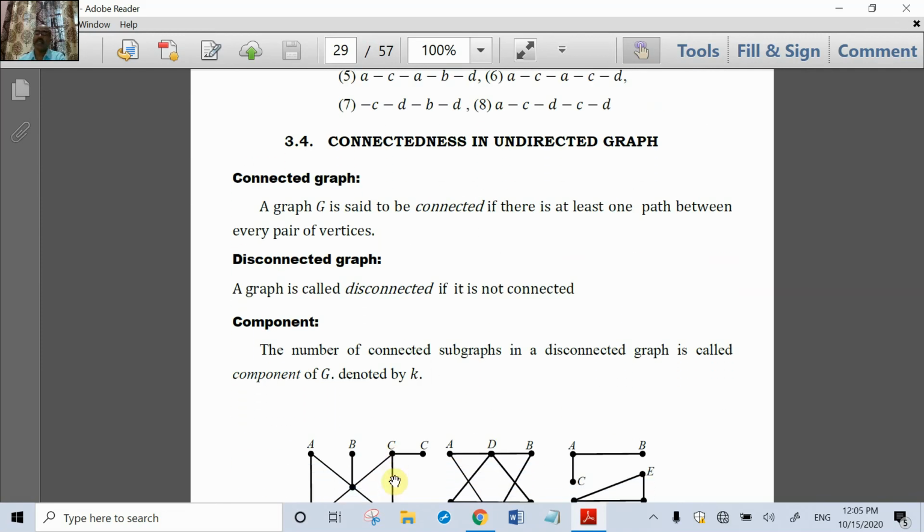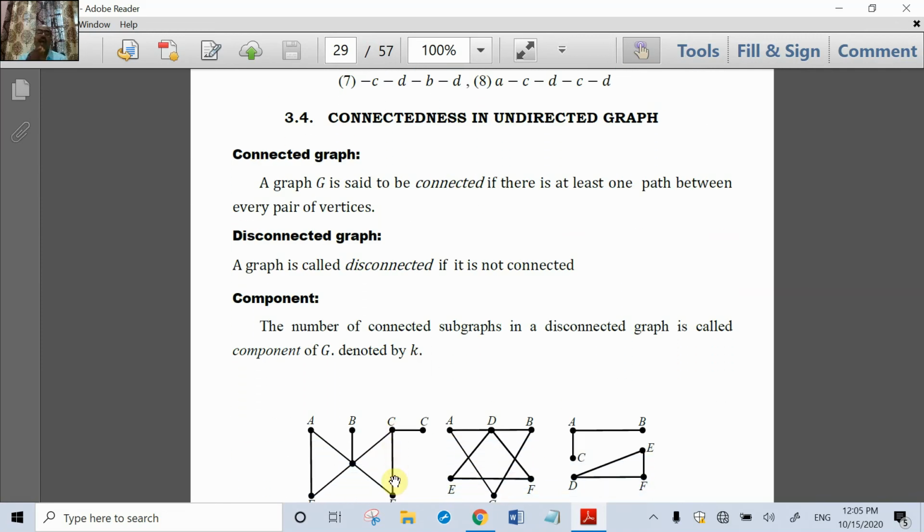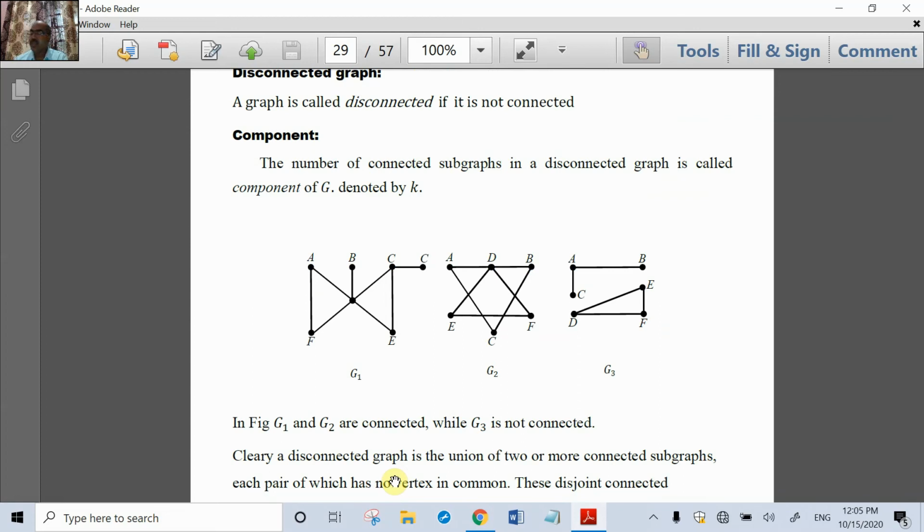Now, connectedness in an undirected graph. A graph G is said to be connected if there is at least one path between every pair of vertices. Otherwise, it is called disconnected. If it is disconnected, the number of components is denoted by k. Now see, the first one is connected. Every pair of vertices has an edge.